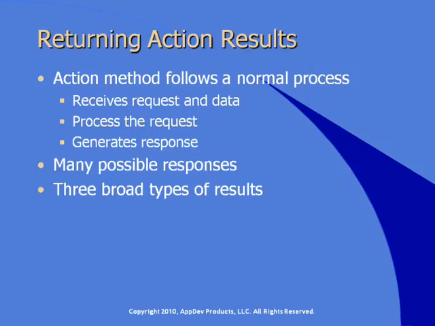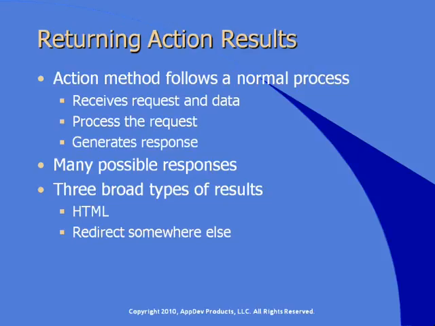An action method can return three broad types of results to the user. The first is the response can consist of HTML that displays a full or partial web page to the user by rendering a view. This is probably the most common response that your action methods are going to produce. The response can redirect the browser to another action method or to a page, including a fixed page such as an ASPX web form page.